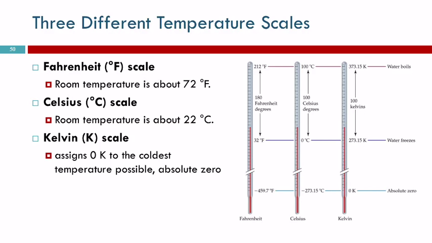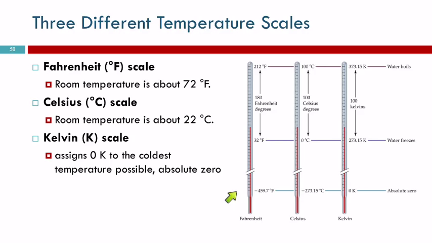So there are 3 different temperature scales that we're going to encounter in this class. The first is the Fahrenheit scale, and that's what we use in everyday life. You know, if it says it's going to be 95 degrees outside, that means Fahrenheit. Room temperature on the Fahrenheit scale is about 72. And then we have the Celsius scale. This is a metric scale. It's based on factors of 10. And here room temperature is about 22 degrees. And then there's the Kelvin scale. And the Kelvin scale is used for gases.